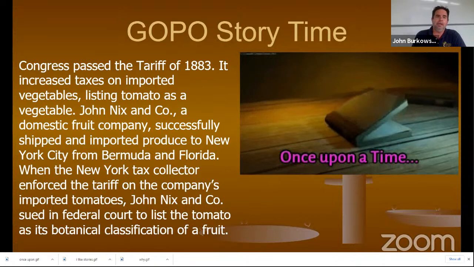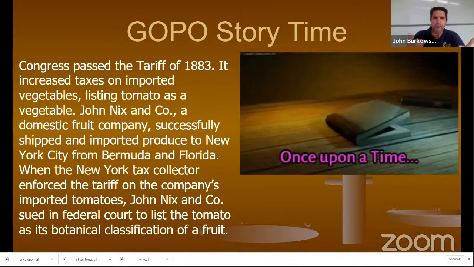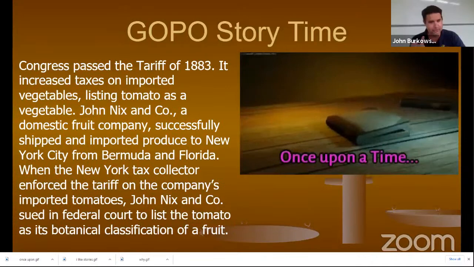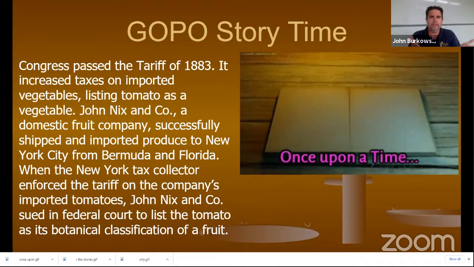The John Nixon Company, a domestic fruit company, has been successfully shipping and importing produce to New York City from Bermuda and Florida. So when they collected the tax in enforcing of the tariff on the company's imported tomatoes, the John Nixon Company sued in federal court to list the tomato as its proper botanical classification of a fruit. So I want to ask you, very simply, what did the company do in an attempt to try to change this tariff law? You also want to consider and explain how that action could affect public policy making by Congress. And then consider what else the company could have done in lieu of the action.